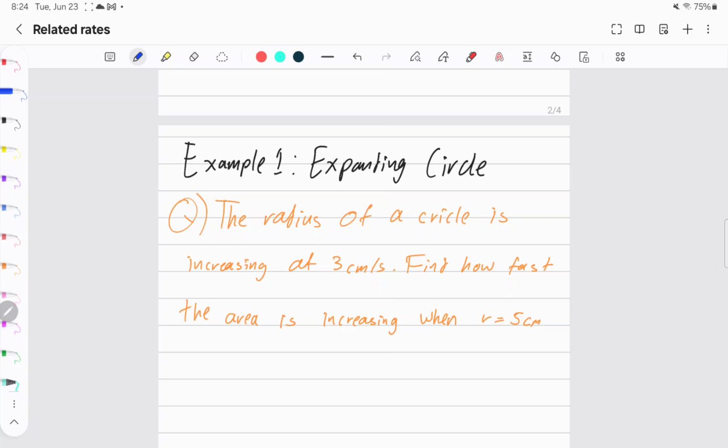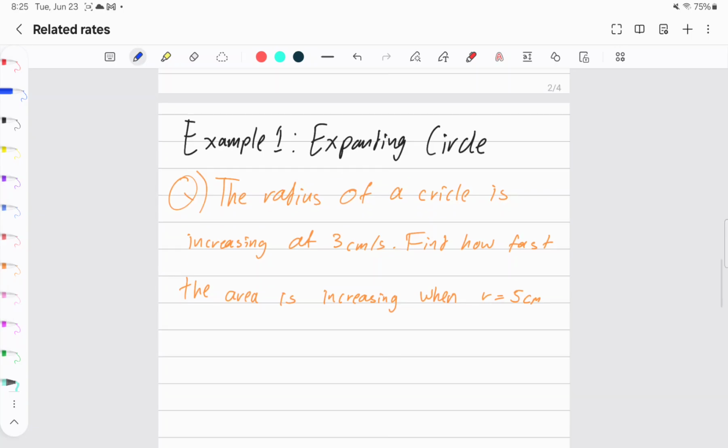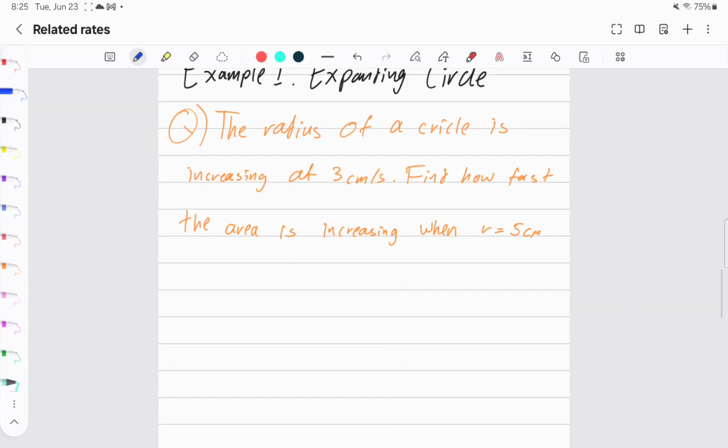So let's just solve this question. First, the question is an expanding circle problem, which is a really common question which you can get, and it's one of the easiest ones too. So the question goes like, the radius of a circle is increasing at 3 centimeters per second. Find how fast the area is changing when the radius is 5 centimeters. Now, point to be noted, we follow those 4 steps. First, we write down what we know, saying the radius increases at the rate of 3 centimeters per second. So dr over dt, change in radius, is equal to 3 centimeters per second.